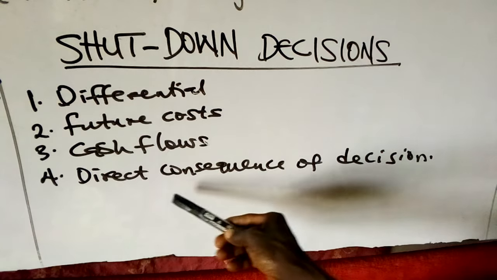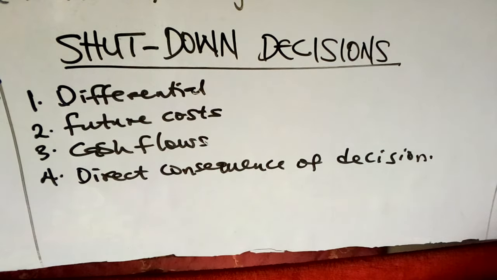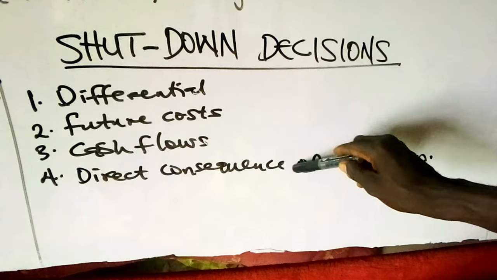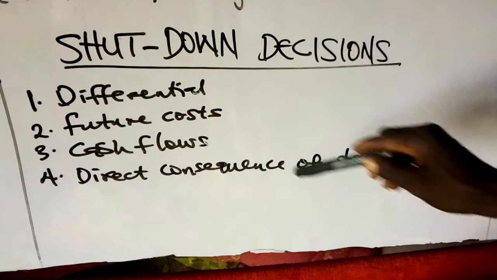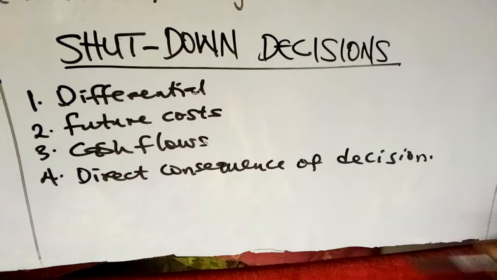Now, number four is direct consequence of decision. Meaning that those costs that are specifically related to the decision are those costs that will be relevant to that decision. That means the purpose of incurring those costs is as a result of the decision you are about to make. So that is direct consequence of decision.